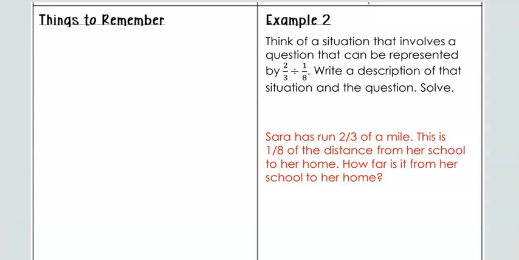Sarah has run 2/3 of a mile. This is 1/8 of the distance from her school to her home. How far is it from her school to her home? So 2/3 divided by 1/8 is 5 1/3. It is 5 1/3 miles from Sarah's school to her home.